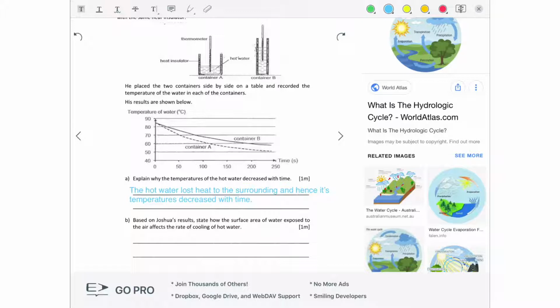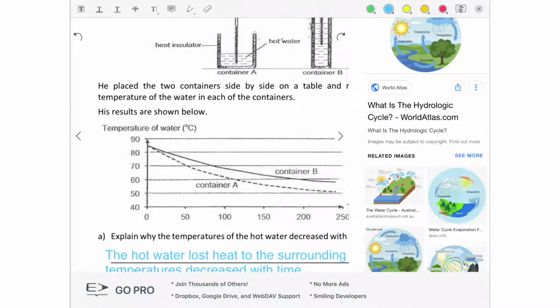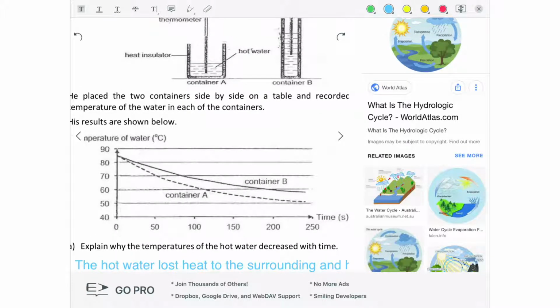Not yet. So based on Joshua's results, state how the surface area and the exposure to air affects the rate. So now we have to study. You see container A. Now which one lost heat faster? A. Yeah. So why? Because its surface area, like more space so that it can lose heat. There's one key word that we're looking for. It starts with the letter E. Evaporate. Yeah. Just now you said something about surface area, right? Exposed area. Correct, right?